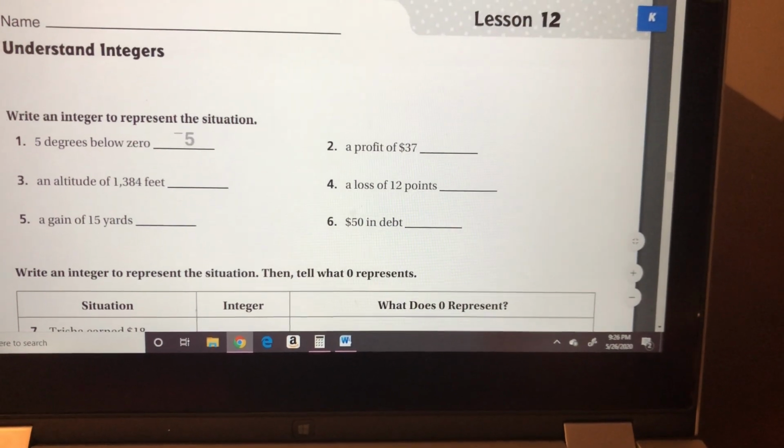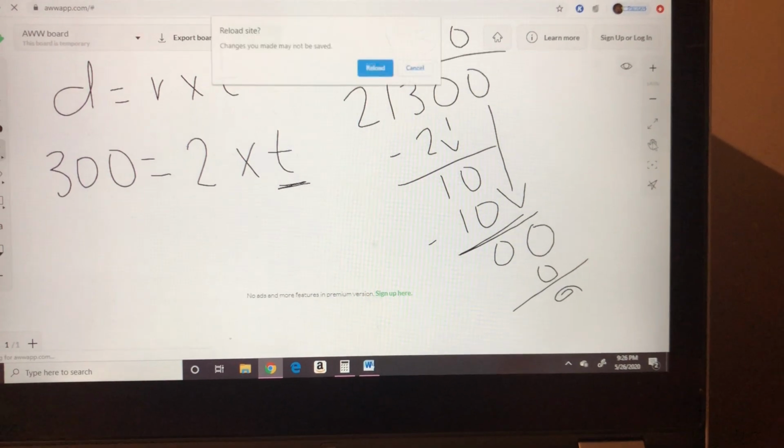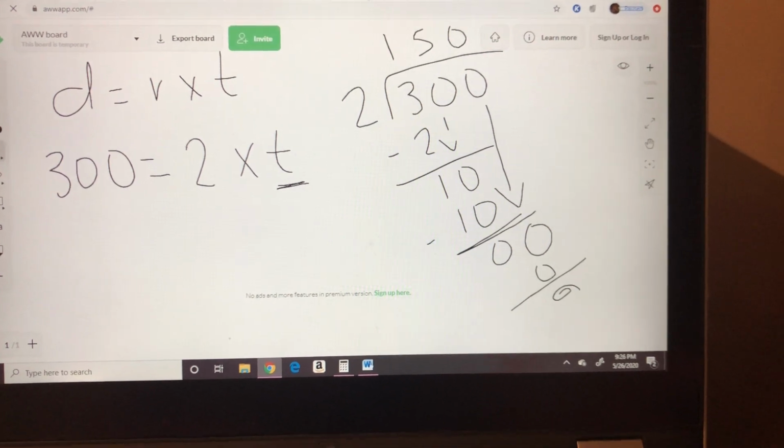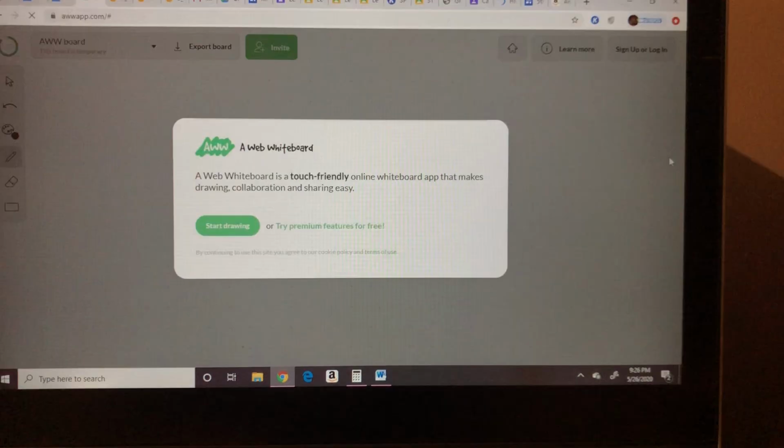let me go here. Let's pull up the little board, and it doesn't seem to be working. Okay, there we go. Nope, seems to be stuck.